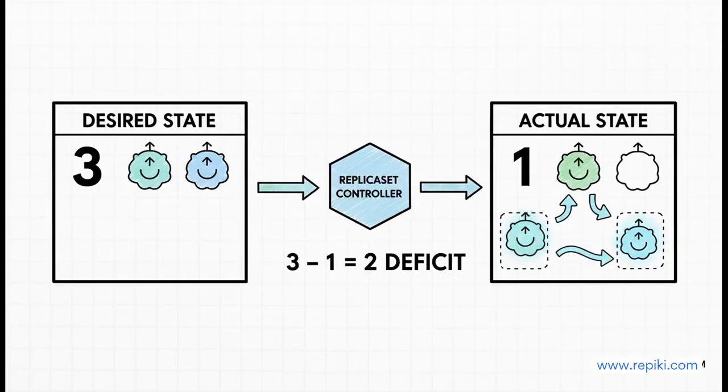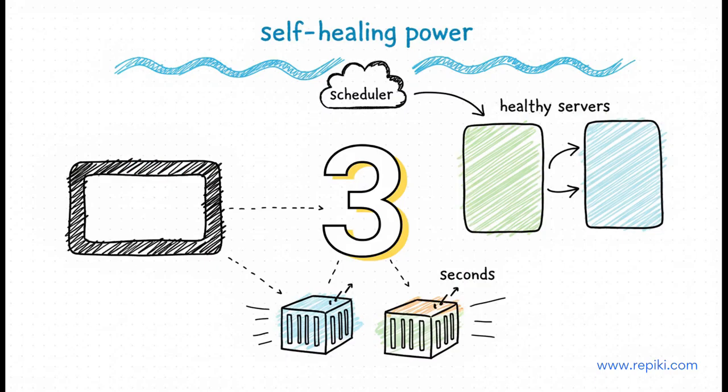But here's the magic. Before a human engineer even gets the alert on their phone, the replica set's reconciliation loop kicks in. It sees the mismatch. Desired is 3, actual is 1. That's a deficit of 2, so it immediately gets to work. And there you have it. This shows the self-healing power of the system perfectly. The replica set uses its cookie-cutter template to create 2 brand new pods, and Kubernetes finds healthy servers to put them on. The desired state is restored, all automatically, usually in just a matter of seconds.